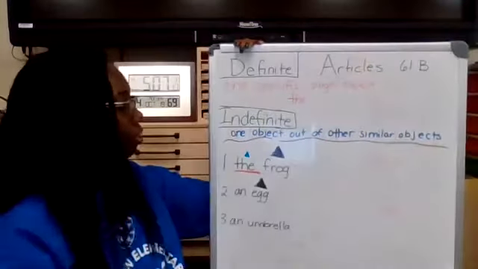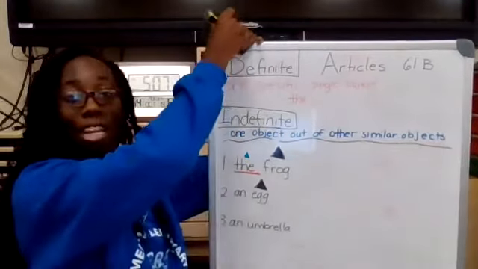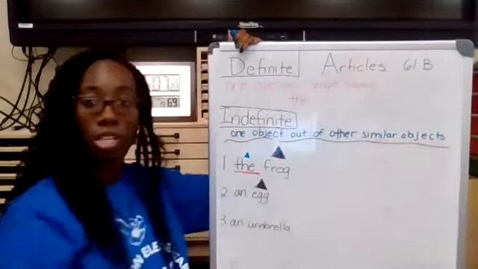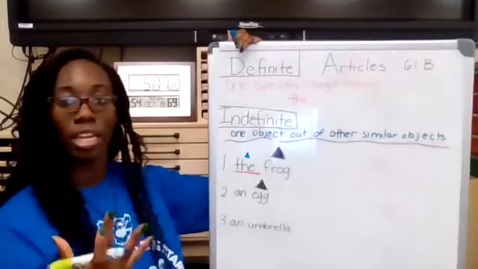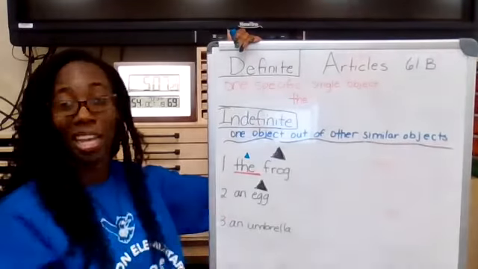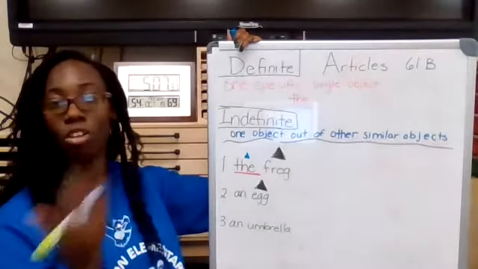So an egg, or an, excuse me, is indefinite. It is one object out of other similar objects. So if I have a carton full of eggs and there are maybe 12 in there, I just want one egg and I'm just going to pick any egg because they're all similar.